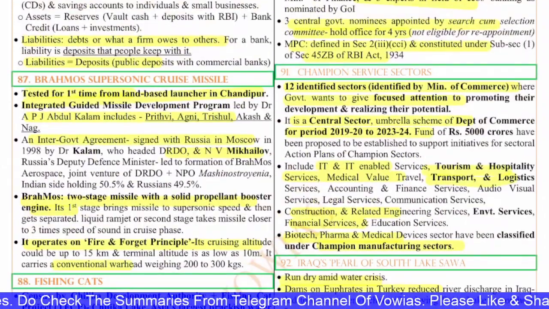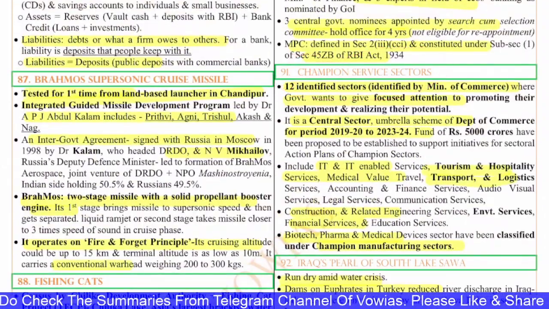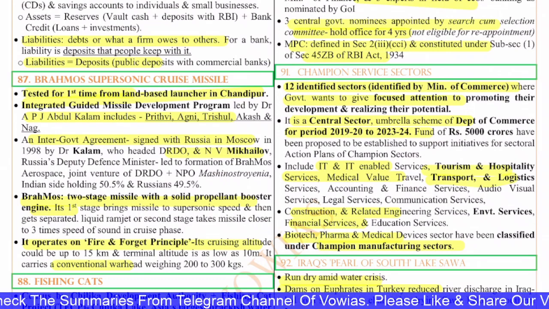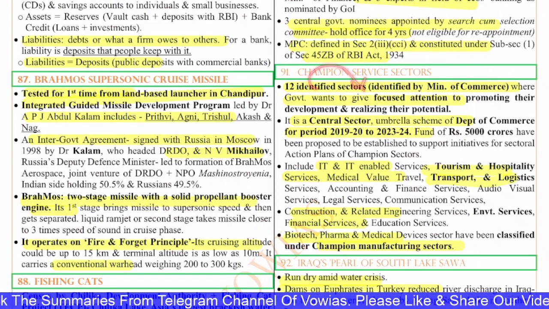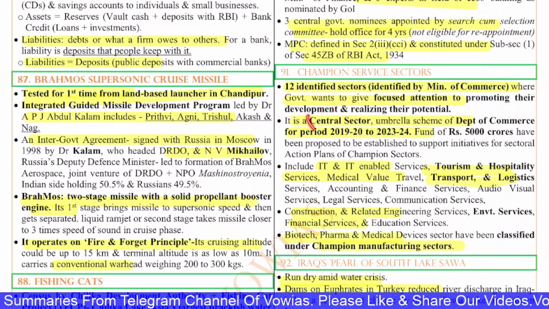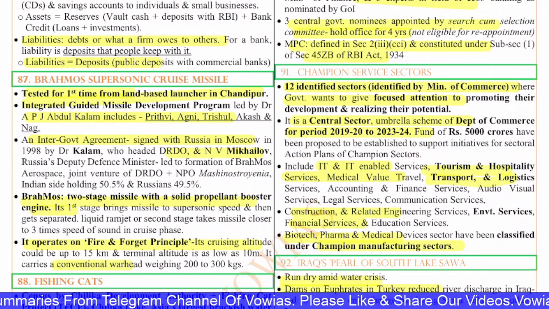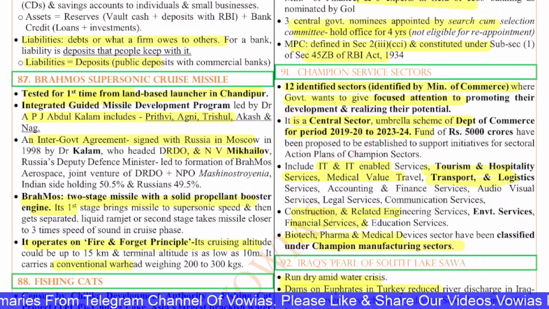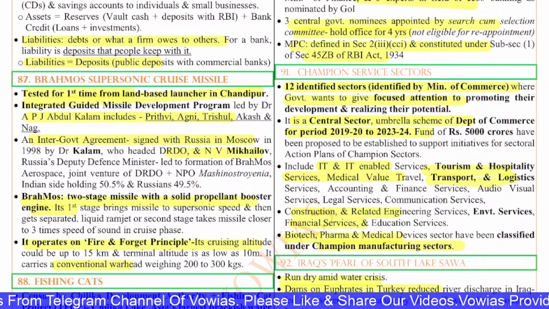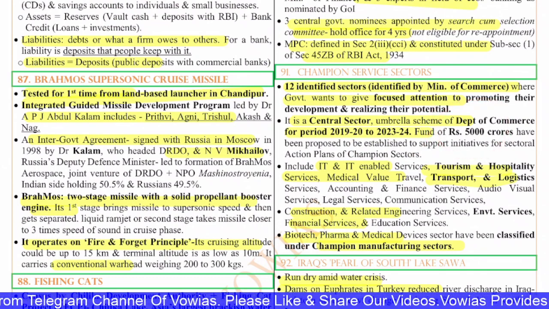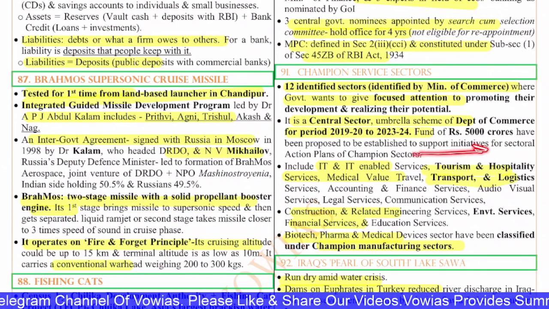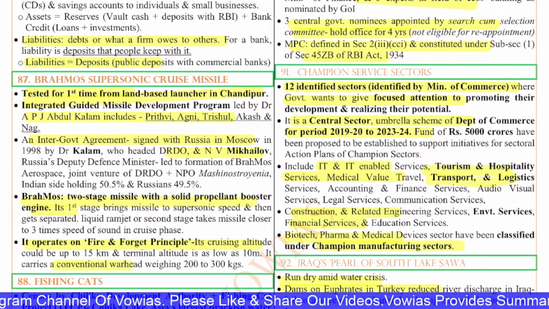Next, the champion service sector. 12 sectors were identified as champion service sectors, where the government wants to give focused attention to promote their development and realize their potential. It is a central sector scheme, an umbrella scheme of the Department of Commerce for the period 2019-20 to 2023-24. A fund of 5,000 crore corpus has been further proposed to establish and support the initiatives for the sector action plans of the champion sectors.